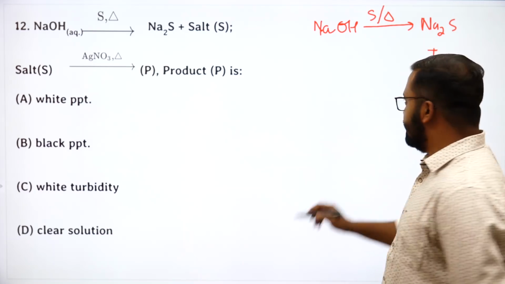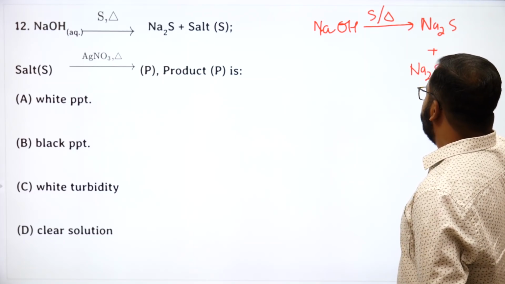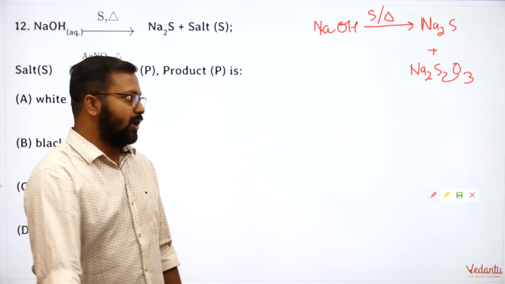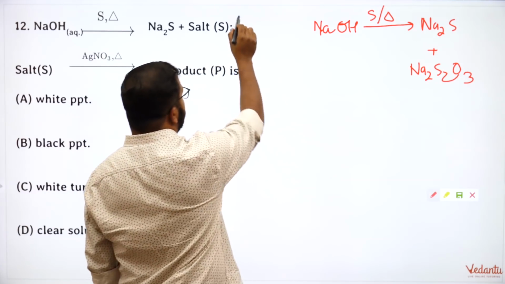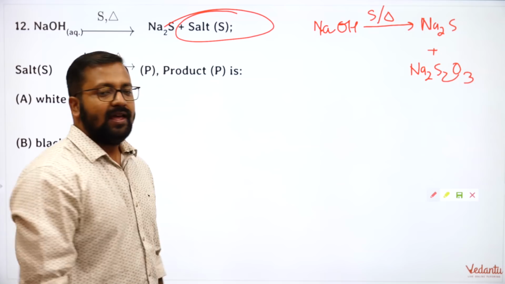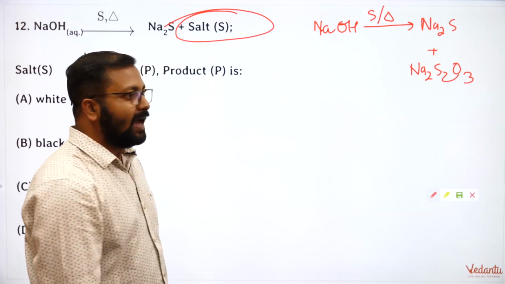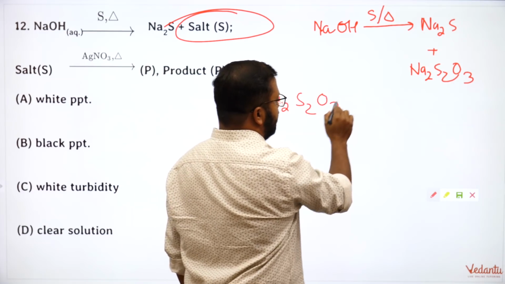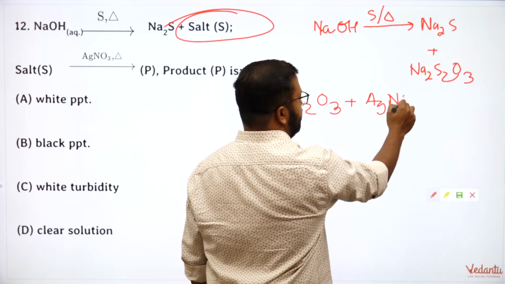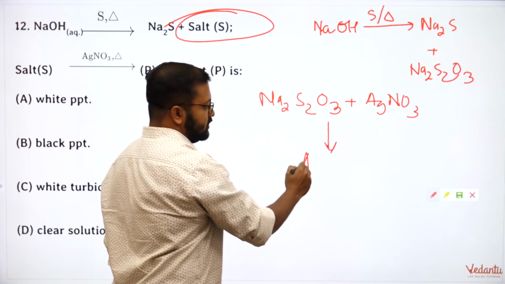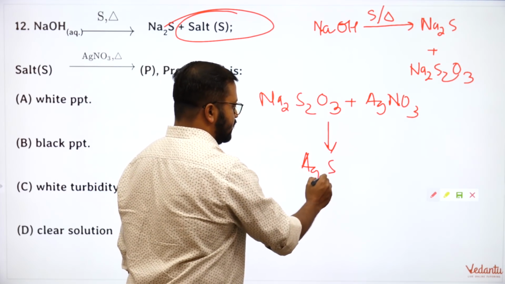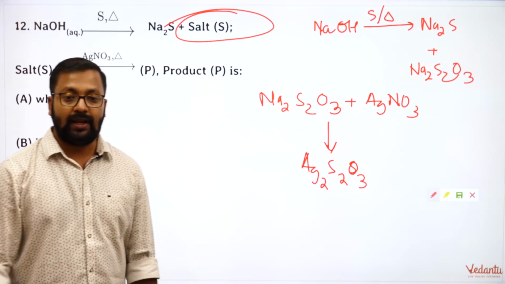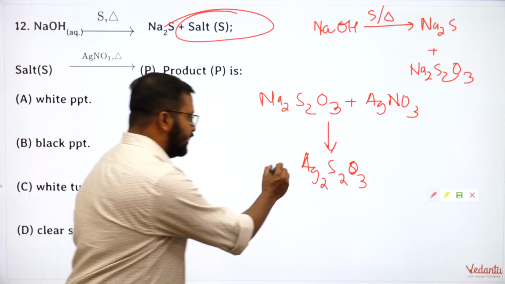The other product is Na2S2O3, sodium thiosulfate. Na2S2O3 is our salt S. Now see what Na2S2O3 does. If Na2S2O3 reacts with silver nitrate, it will form silver thiosulfate Ag2S2O3, but since we have also heated it, it will decompose.